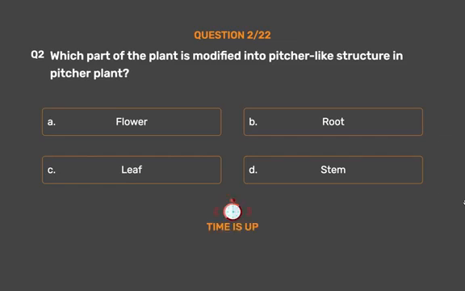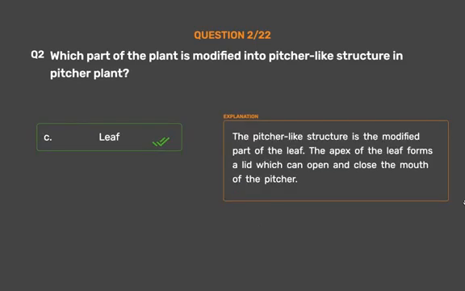The correct answer is Option C. Leaf. The pitcher-like structure is the modified part of the leaf. The apex of the leaf forms a lid which can open and close the mouth of the pitcher.